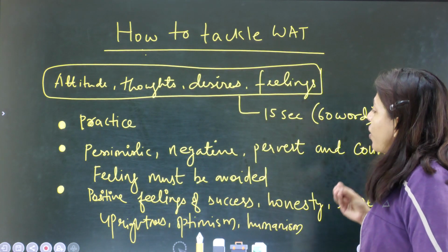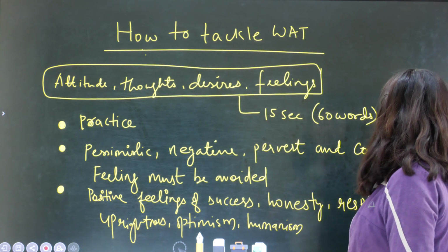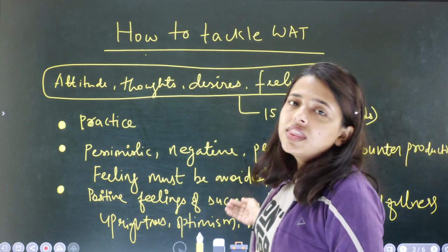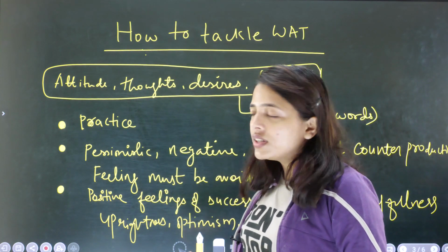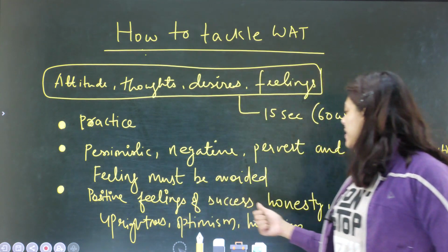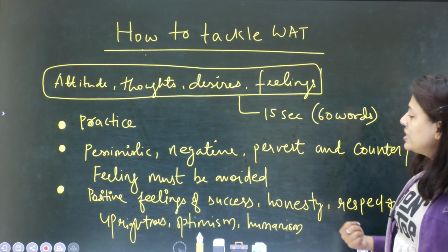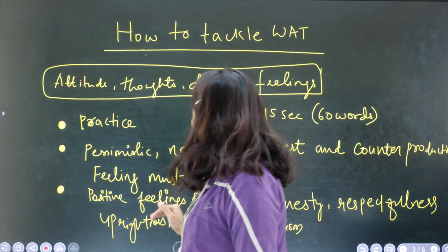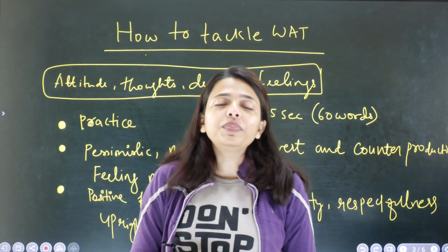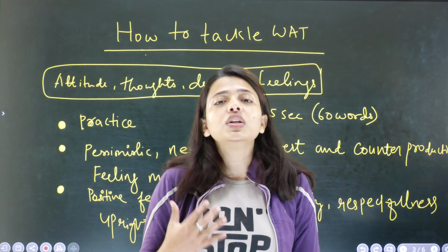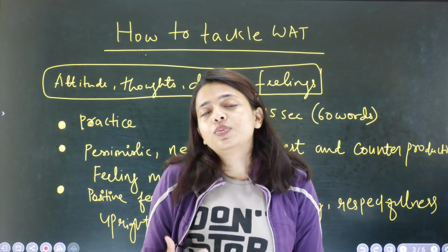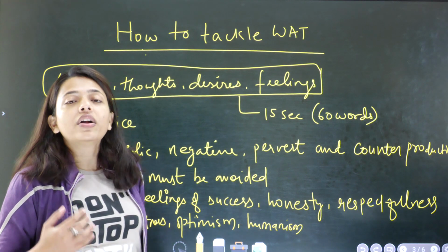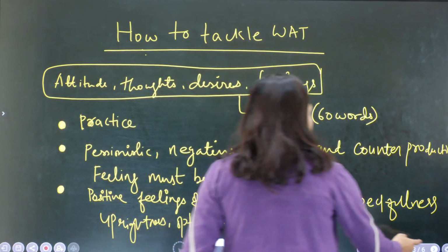Now the next thing is positive feelings of success, honesty, respectfulness, uprightness, optimism and humanism. These are things which you have to show in WAT. I will repeat once again. Positive feelings of success, honesty, respectfulness, uprightness, optimism and humanism. These are the feelings which are always accepted, appreciated and welcomed in your word association test. When you include all these things in your word association test, you are definitely going to pass this test.